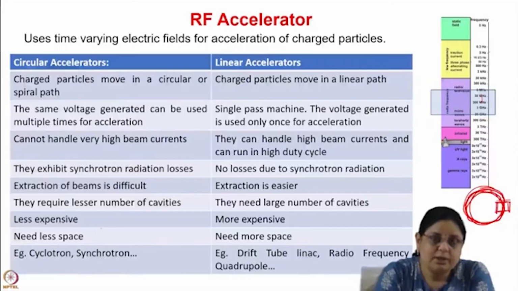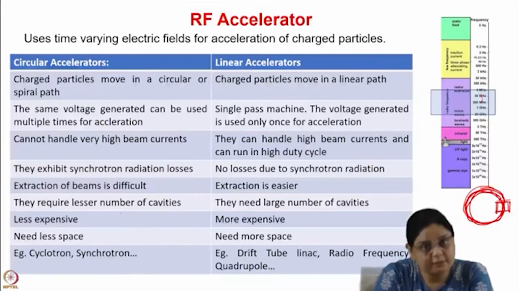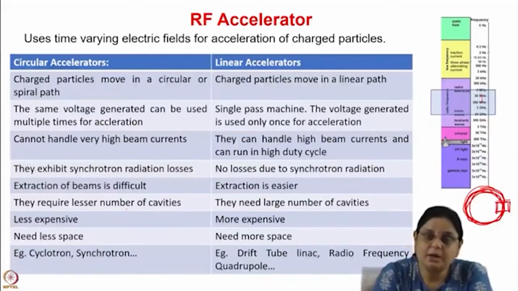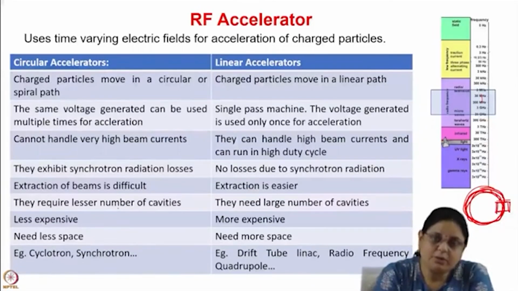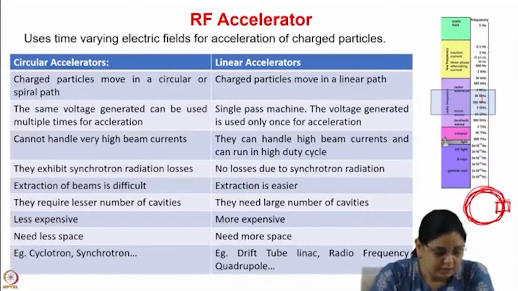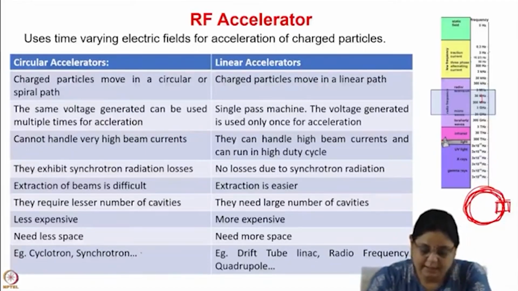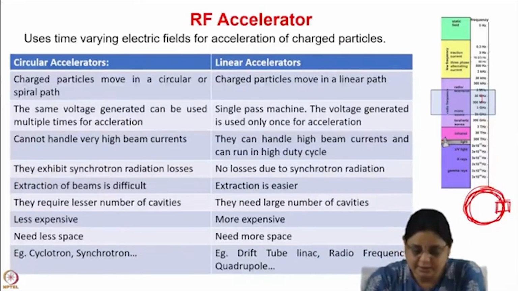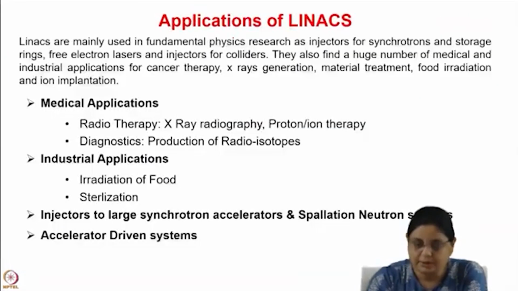The Large Hadron Collider at CERN that I was talking about, which accelerates charged particles to 7 TeV, has a circumference of 27 kilometers. So you can imagine how long it would have been if it was a linear accelerator. So when you're building very high energy accelerators, it is better to go for circular accelerators. Some examples of circular accelerators are cyclotron and synchrotron, and some examples of linear accelerators are DTL, RFQ, etc.